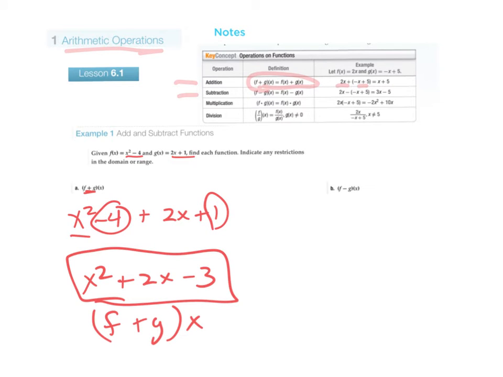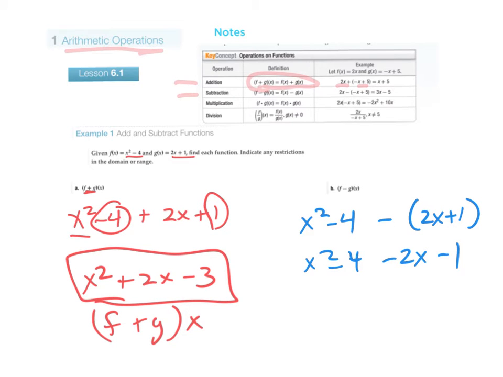Now let's look at our next one, where we're doing subtraction. I'm going to take the same two functions, x squared minus 4 and 2x plus 1, but I'm going to subtract. Here's the key: I have to put what I'm subtracting in parentheses, and by doing that, I have to change everything to its opposite sign. So if I have x squared minus 4, this is going to be a minus 2x, and this is going to be a minus 1.